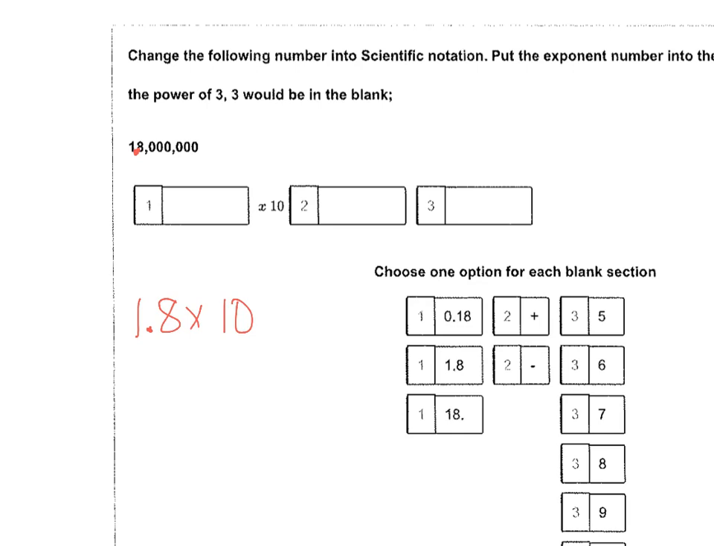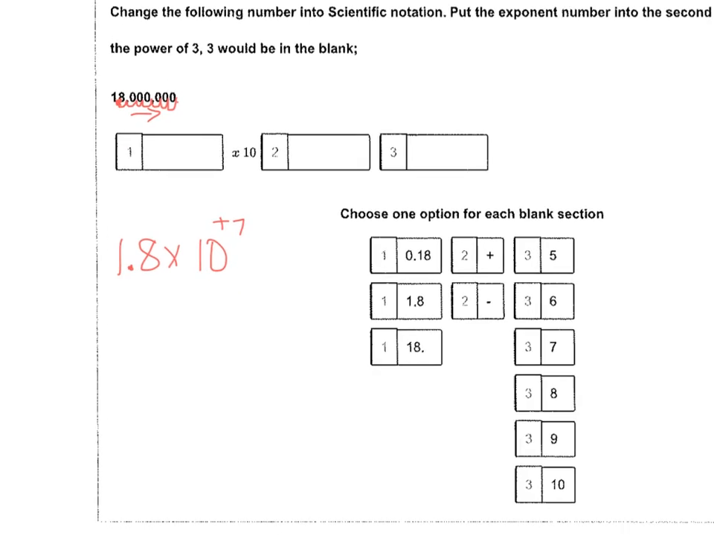And now I'm going to move this new decimal. I'm going to count all the way to the end of the number. So that's 1, 2, 3, 4, 5, 6, 7. Since I counted to the right, and since it's a big number, it starts with digits that are not 0, it's a positive exponent up here.